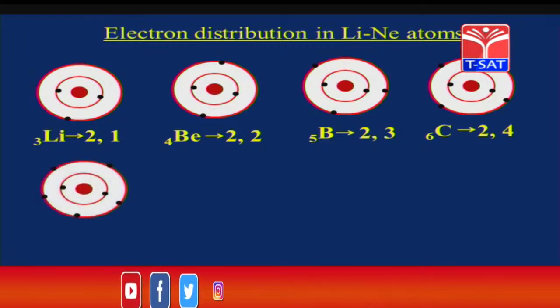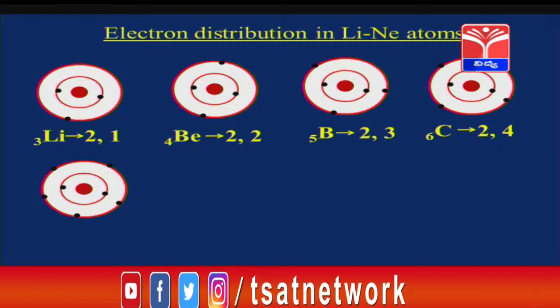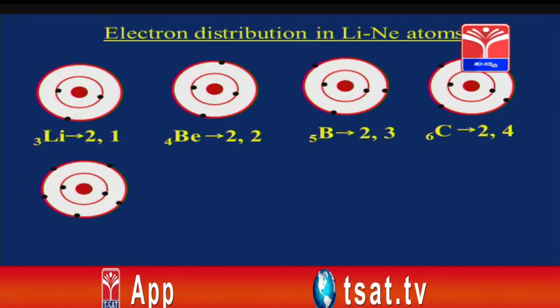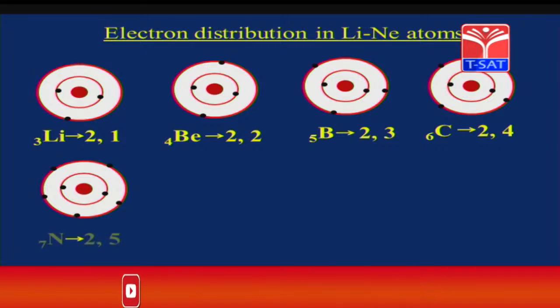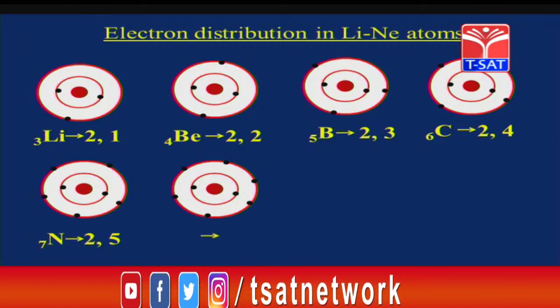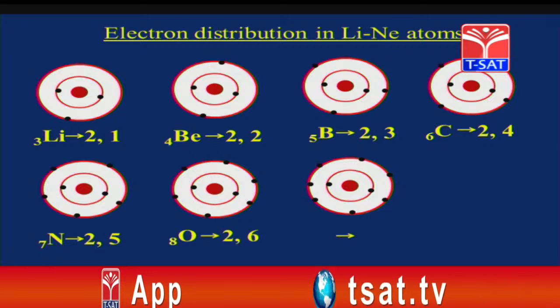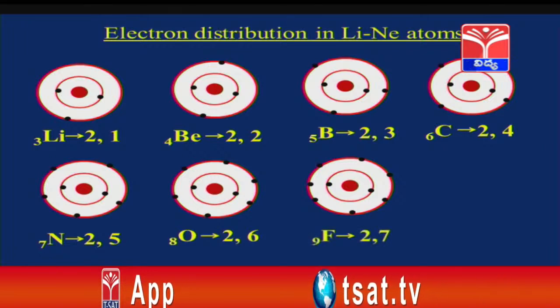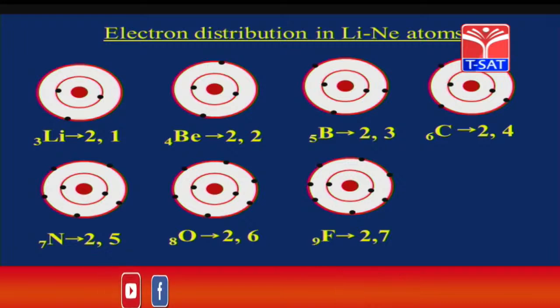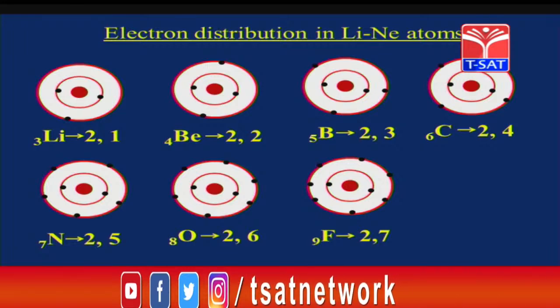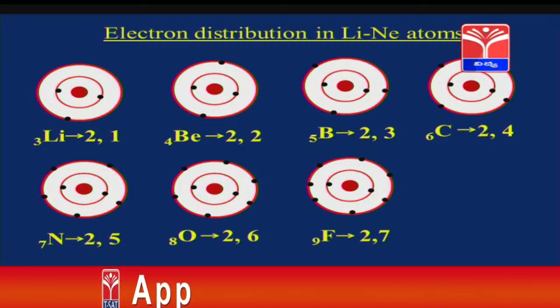The next element is nitrogen. Its atomic number is 7. 7 electrons are present in nitrogen atom. These 7 electrons are distributed in 2 shells. The first shell, K shell, has 2 electrons and the next shell 5 electrons. The electronic structure is 2 5 for nitrogen atom. Oxygen atom we have just discussed, its structure is 2 6. And the next element is fluorine. Fluorine atomic number is 9. 9 electrons are present in fluorine. Out of 9 electrons, 2 electrons fill in first shell and the remaining 7 electrons fill in next shell, L shell. The electronic structure is 2 7.